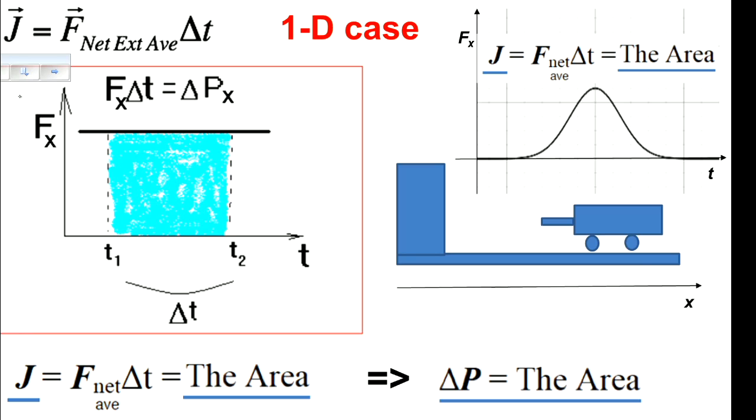But now we make a transition. We make a so-called generalization. We say that even if the force changes, the impulse the force transfers to an object still will be equal to the area covered by the graph of the force as a function of time. How can we prove it?